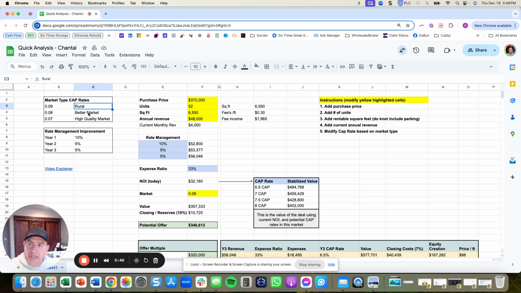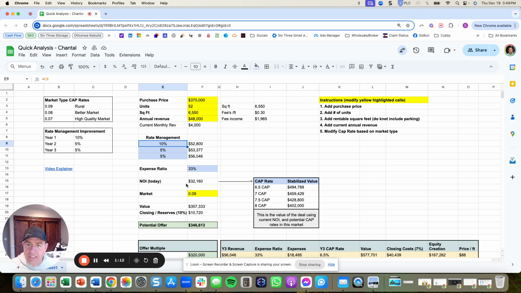Is it in a rural market? Is it in a better market? Or is it in a high quality market? It's a little bit subjective, but you get the idea. We've also got some rate improvement. So like how much do we expect to improve the rates in year one, year two, and year three? These are probably standard if we're buying a deal that has below market rents, even if it's higher than 10%. We know that. Let's keep it at 10%.